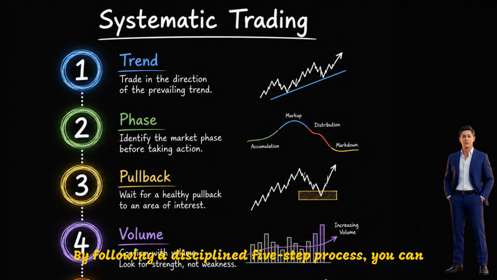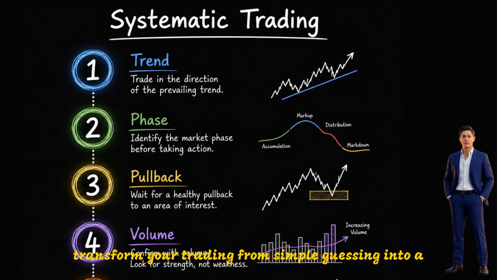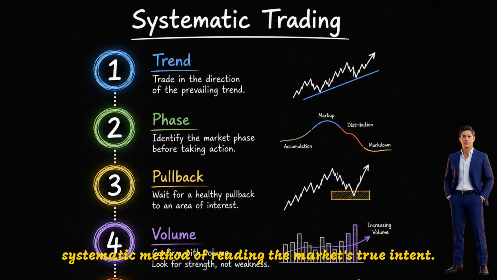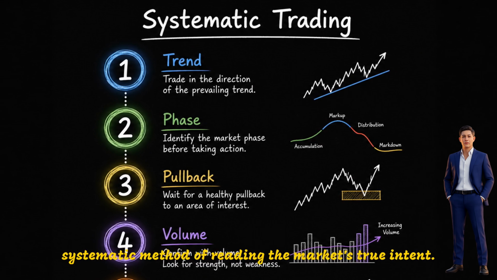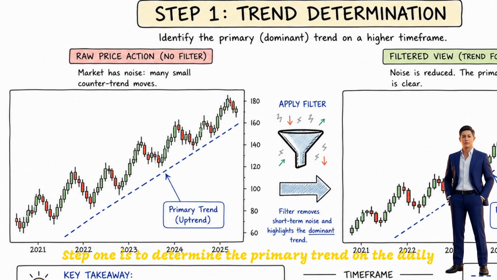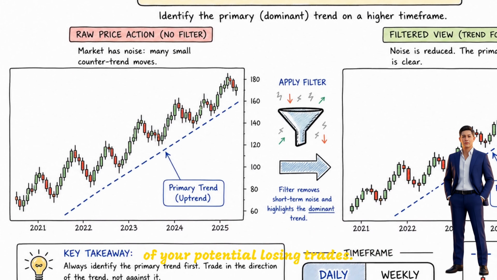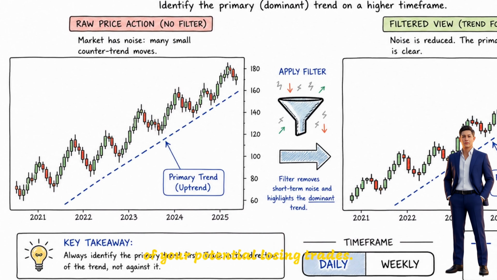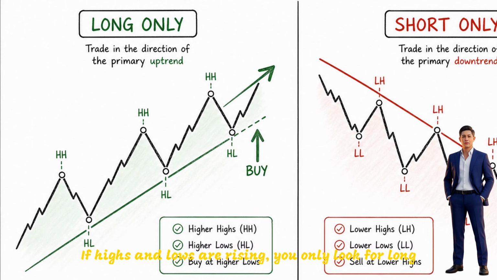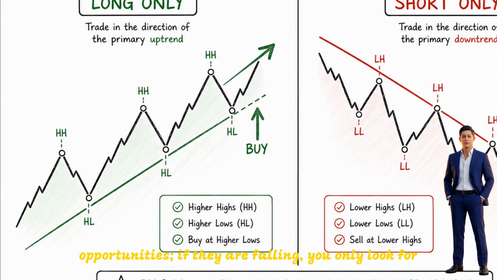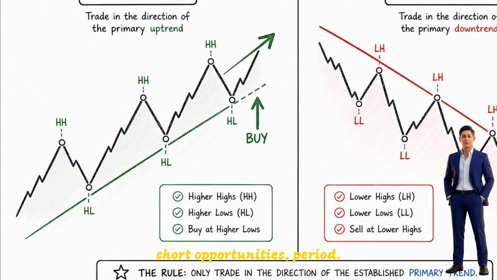By following a disciplined 5-step process, you can transform your trading from simple guessing into a systematic method of reading the market's true intent. Step 1 is to determine the primary trend on the daily or weekly chart, which alone eliminates roughly half of your potential losing trades. If highs and lows are rising, you only look for long opportunities. If they are falling, you only look for short opportunities, period.